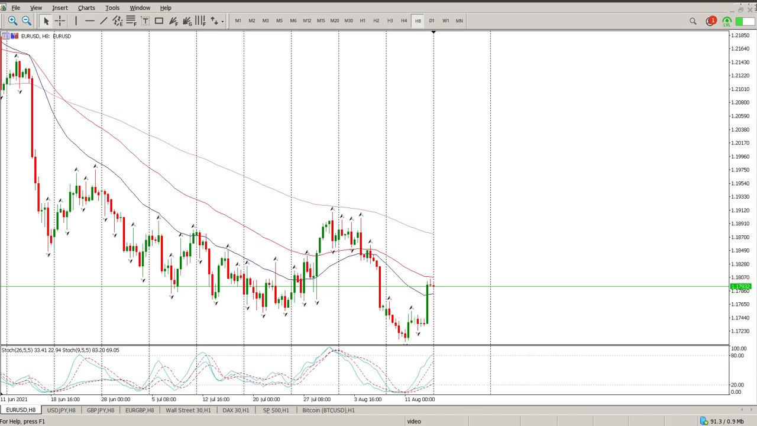As usual, starting off with Euro USD, and we had a pretty strong finish. After a week where it looked like we were breaking through the structure to the downside, you can see we found support here, and then in the beginning of the week we broke through.